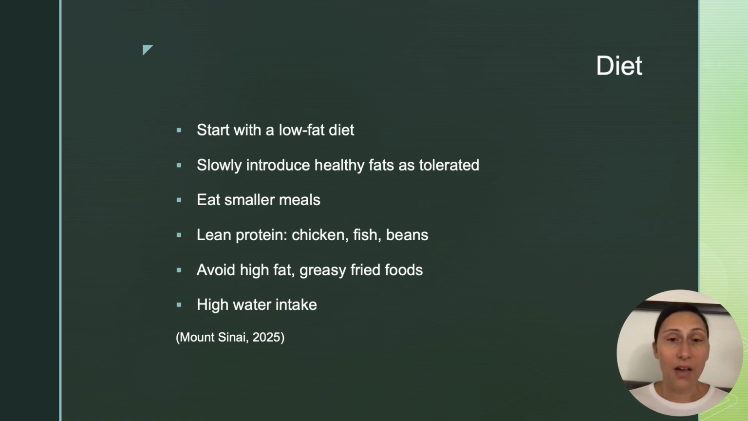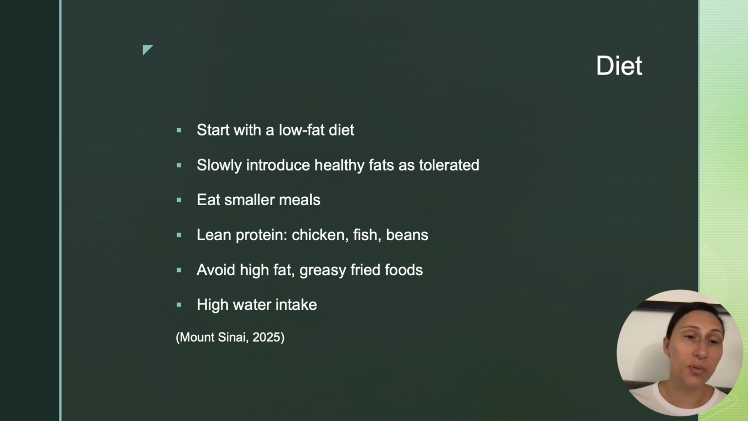Diet. After having your gallbladder removed, we encourage all of our patients to start with a low-fat diet. Your body will slowly adjust, some better than others, so it's smart to slowly introduce healthy fats as your body tolerates it. There's no time frame. Everybody's body is different. We do encourage our patients to eat smaller meals more frequently so that when you are taking in any type of fats, even if they're a small amount of healthy fats, they're in smaller amounts at a time, so your body is able to tolerate them better.